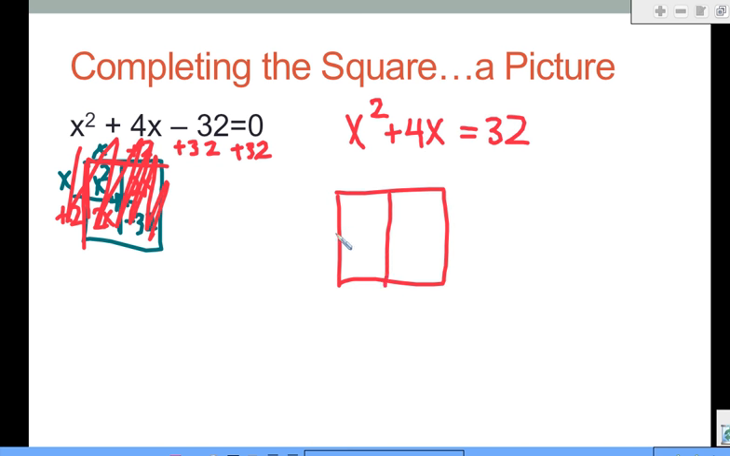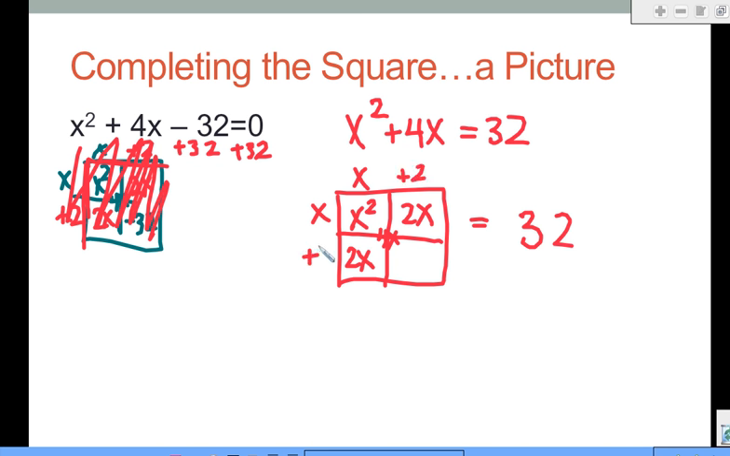Now in that picture, we have our x squared, and we need 4 x's, so that works, 2x and 2x. So you have x and x. But to complete the square, we'd have to fill this in with a value of 2 times 2, which is 4. So I'm adding 4 to each side. We just completed the square, and our dimensions are x plus 2 squared equals 36. And now it's nice and easy.